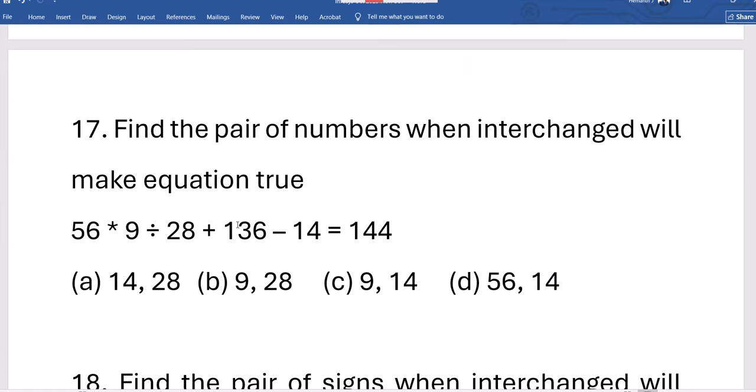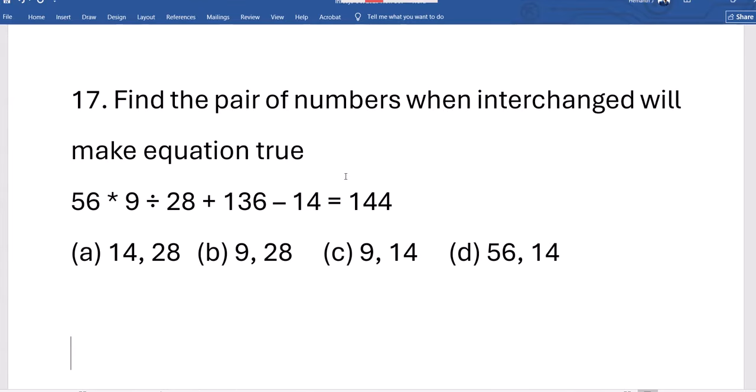And this model also. Now, a pair of numbers you have to interchange and make it 144. Yes, please see this. You want 144 as the result. On the left side you need to change some numbers. What numbers must be interchanged on the left side to make sure this is equal to 144? A pair of numbers you need to interchange to make this equation correct.